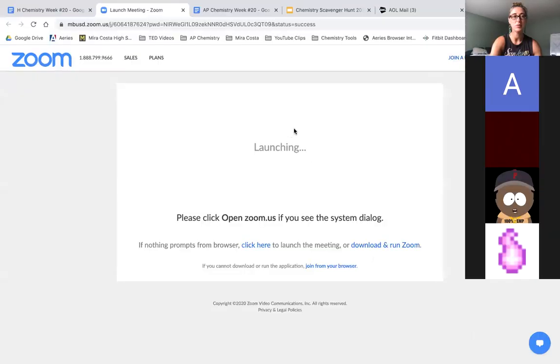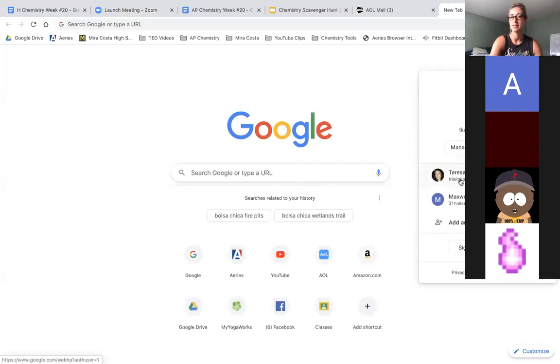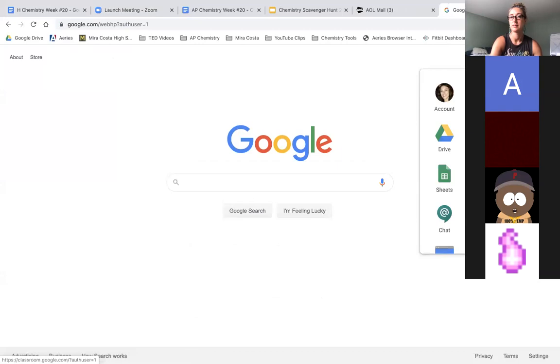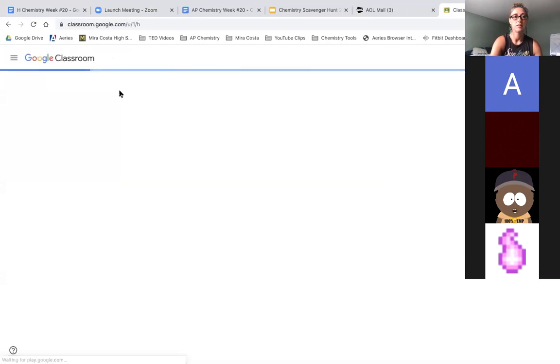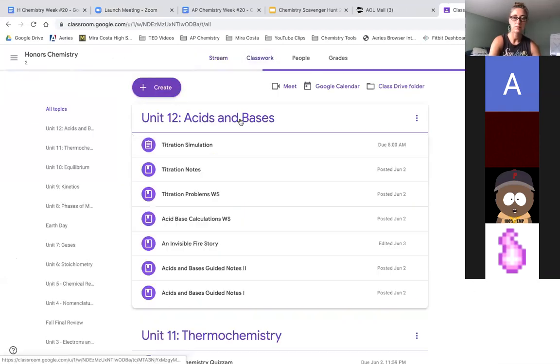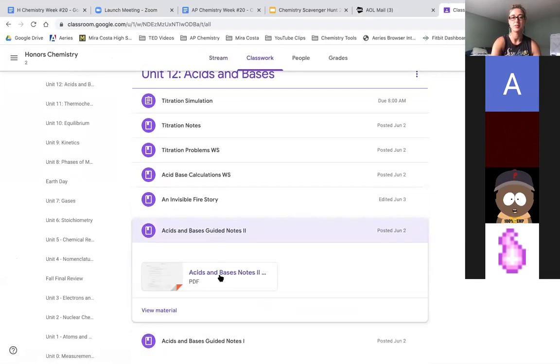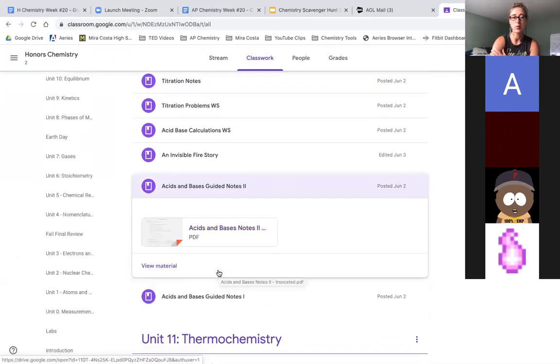So if you would please access the Acids and Bases Guided Notes Part 2 that's up on Google Classroom. It looks like this. Let's see. There we go. This one, Acids and Bases Guided Notes 2. Okay, so we're going to work our way through this today.